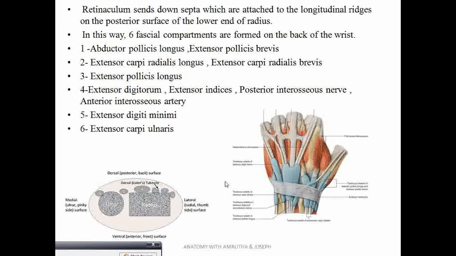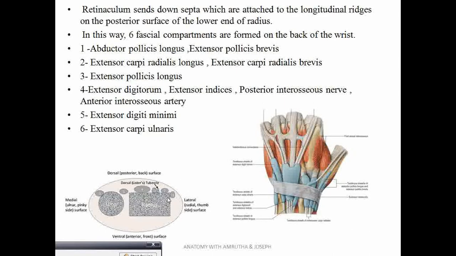Now retinaculum sends down septa, which are attached to the longitudinal ridges on the posterior surface of the lower end of radius. Now this band sends the septa deeper. The septa go deeper and then they get attached to the radius. So in this way there are 6 fascial compartments formed on the back of the wrist. Now there are 6 compartments from lateral to medial. Each compartment has some structures passing through it.